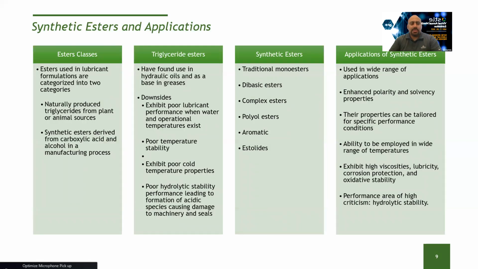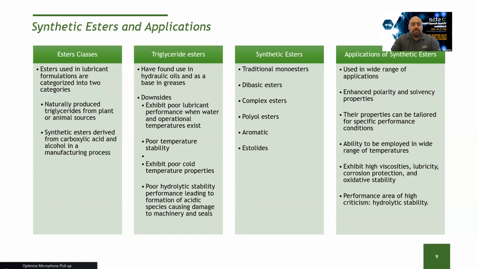So I just want to describe some synthetic esters and applications. Esters can be categorized in 2 categories. One of them is naturally produced triglycerides, either from plant or animal sources. And the other class is synthetic esters derived from carboxylic acids and an alcohol in a manufacturing setting. These carboxylic acids are usually derived from triglycerides to get your monomeric fatty acids. Triglycerides have found many uses in hydraulic oils and also as base oils in grease formulations. But there are some downsides to using triglycerides in their natural form.